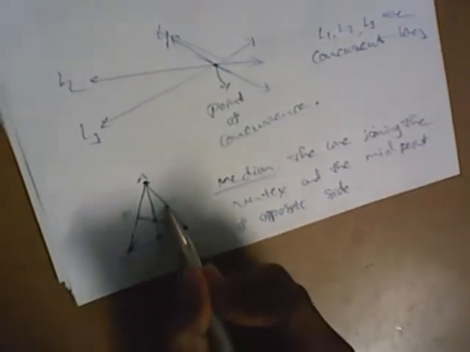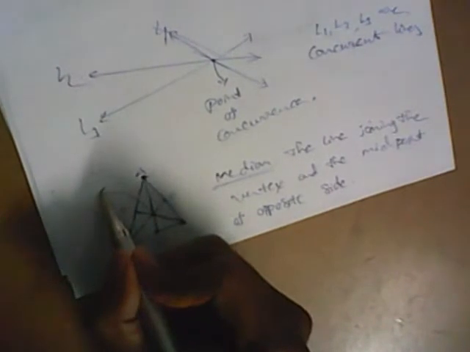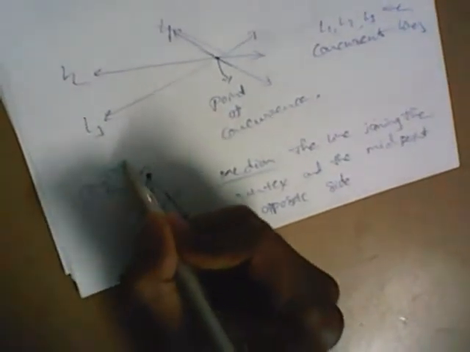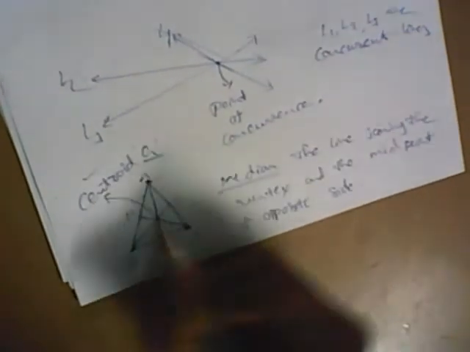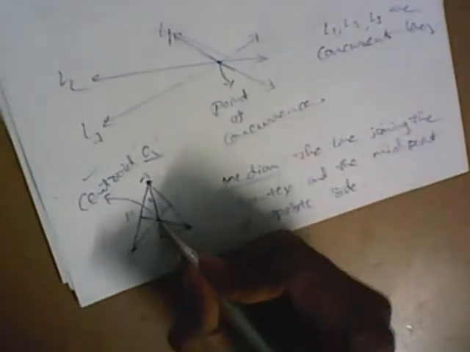In a triangle, the medians are concurrent lines. The point of concurrence is nothing but the centroid. We can denote it by G, centroid. Every centroid divides the median into a 2:1 ratio.